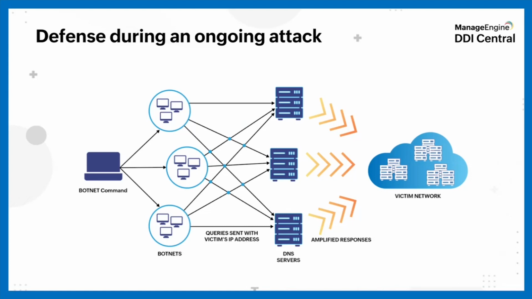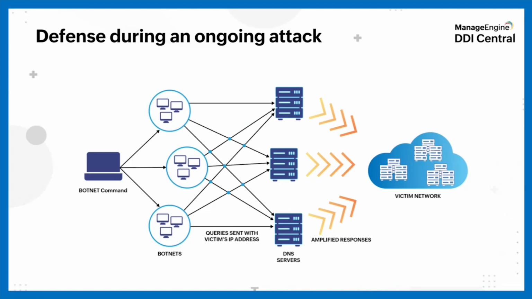The final target of this onslaught is the victim network in your campus facility. The amplified responses flood the victim's network, potentially overwhelming it with data and causing significant disruption. This type of attack is known as distributed denial of service, or DDoS attack. These threats can be instantly identified using DDI Central's query analytics tool that visually charts unusual spikes in hourly traffic, indicating a DDoS attack in progress.